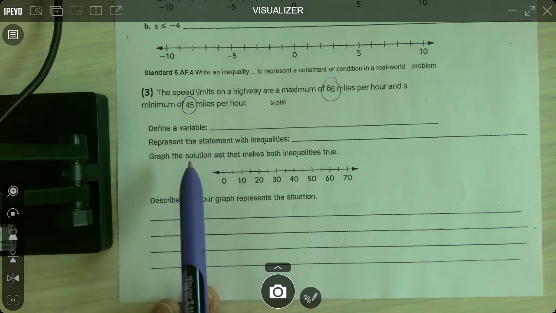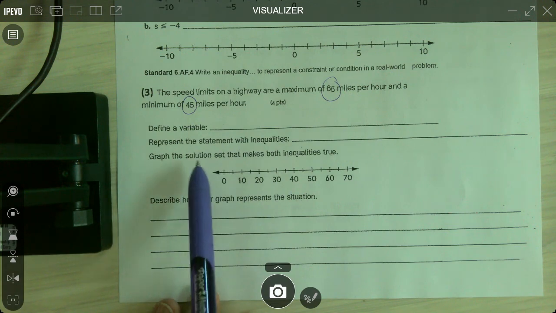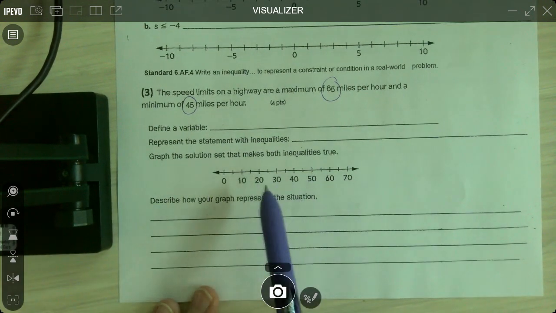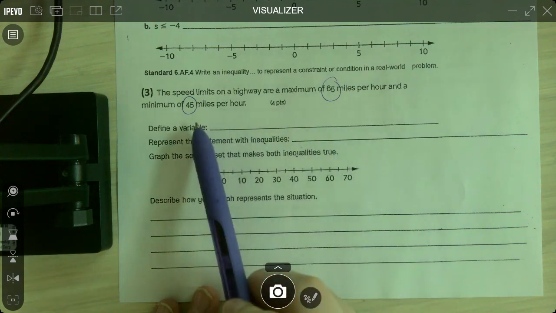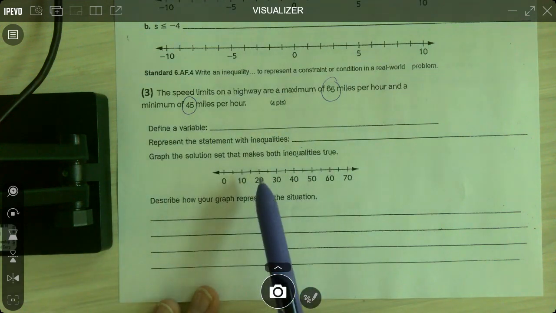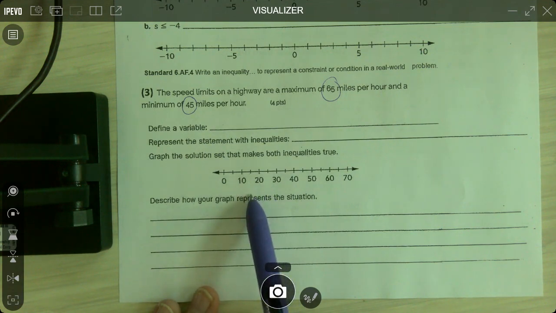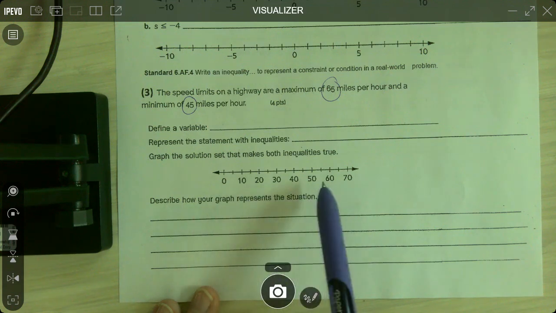Then the next thing you're going to do is graph the solution set. So you should have 2 circles at 2 different numbers, the numbers that they gave you up here. You need to decide whether those circles are open or closed, and then draw your line in between them.